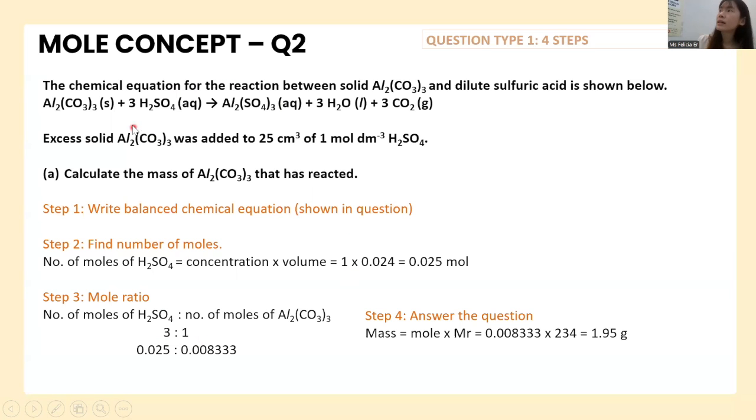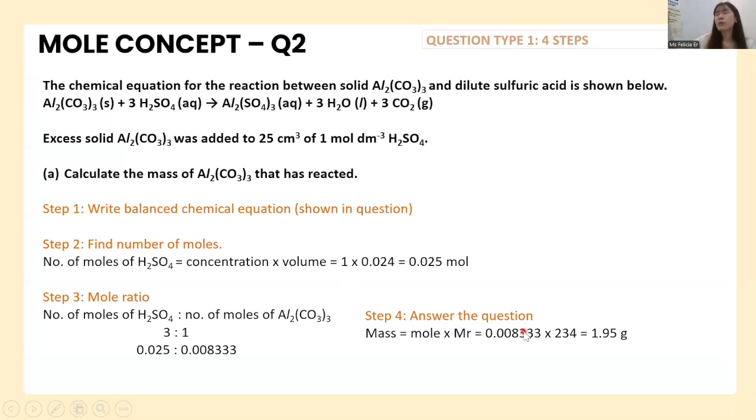In this case, for the H2SO4, it is 3, right? And then your aluminium carbonate in front is 1. So 3:1, then you copy down. This is for sulfuric acid. If this is 3 units, 1 unit is how much? Then step 4, you answer the question.